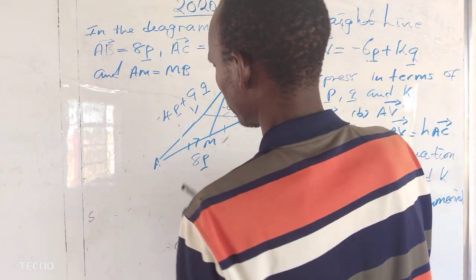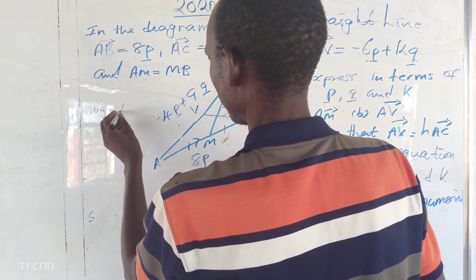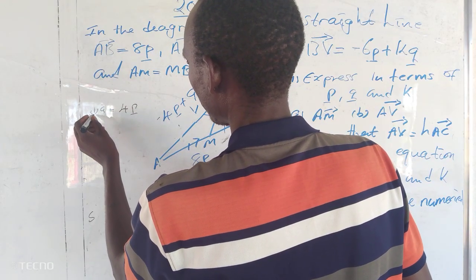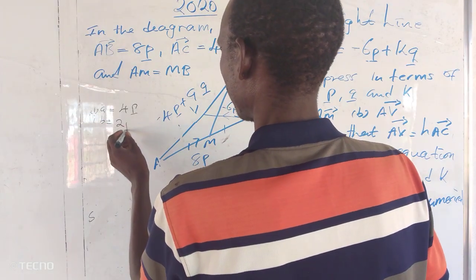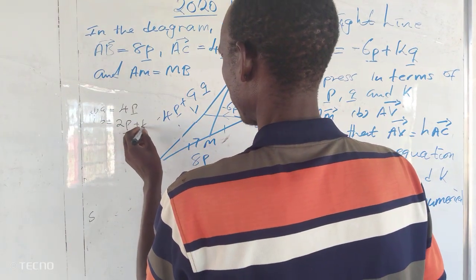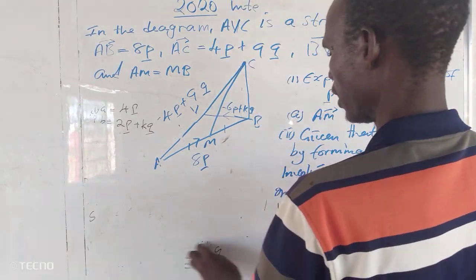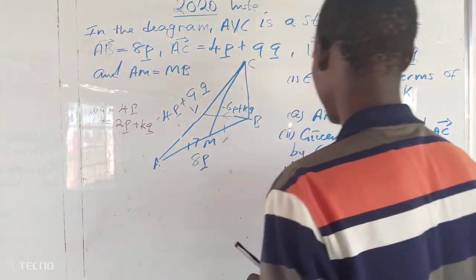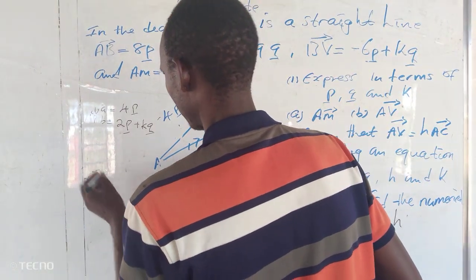So here we said Roman numeral 1A, the answer is 4 vector P. Then Roman numeral 1B, the answer is 2 vector P plus K vector Q. Okay, so after having that information, we calculate now for the second question, which is Roman numeral 2.